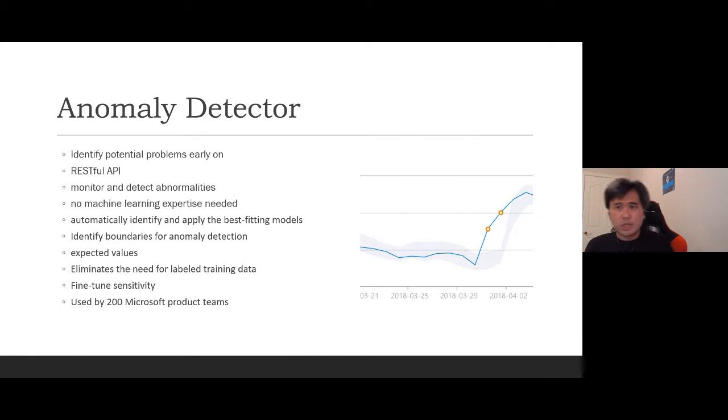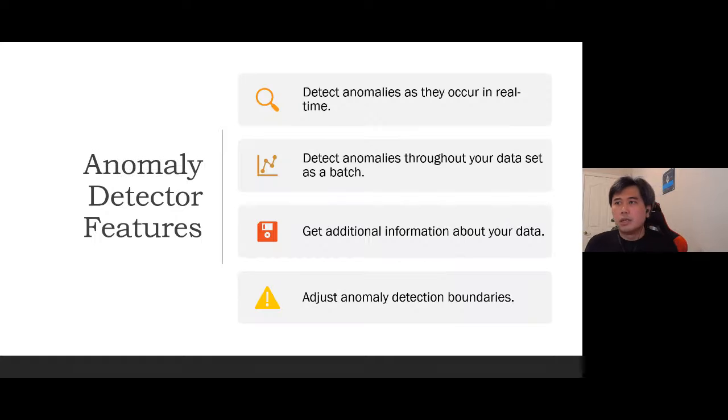Anomaly detector is a RESTful API that can monitor and detect abnormalities. You can also fine tune, the same way as how we used ML.NET. This is where you can identify boundaries and expected values. Okay. You can either have it as a batch or you can detect anomalies as they occur in real time.